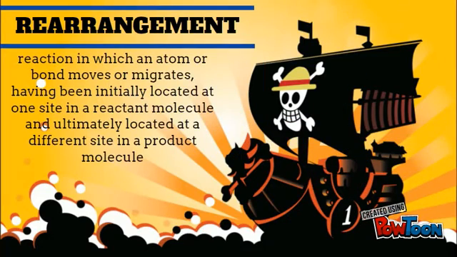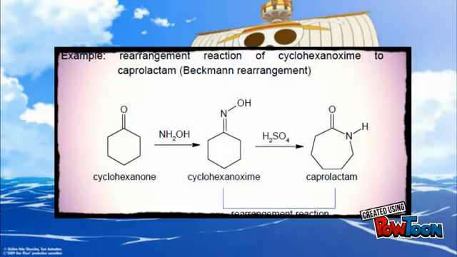The 4th reaction is rearrangement. Reaction in which an atom or bond moves or migrates, having been initially located at one site in a reactant molecule and ultimately located at a different site in the product molecule. This is the example of rearrangement. You can notice that cyclohexanone oxime and caprolactam have the same molecular formula.